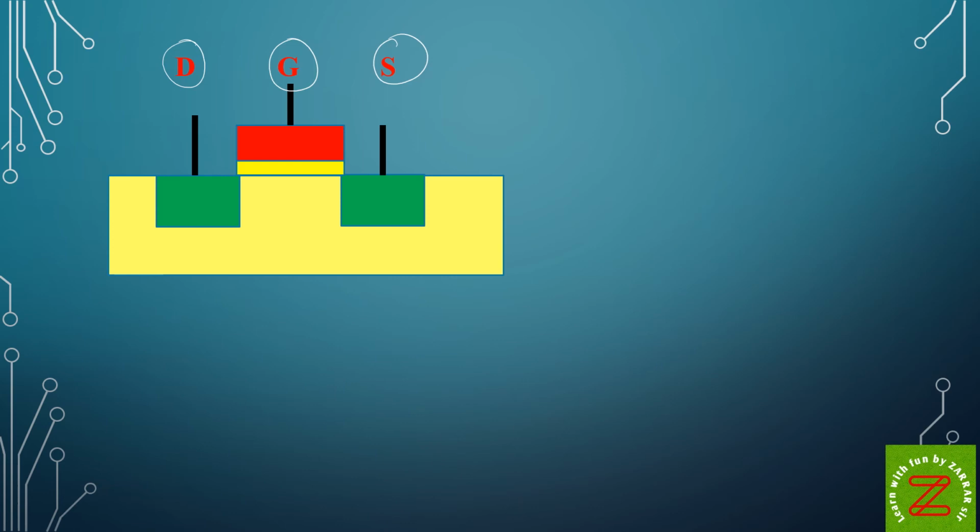So see, in this device, the red color is a metal, this is my oxide layer and this is my semiconductor. Do remember, the yellow color always represents p-type material, the green color represents n-type material, and the red denotes polysilicon, which is gate or metal. So this yellow is the p-type substrate.